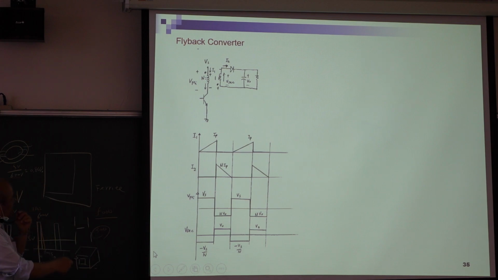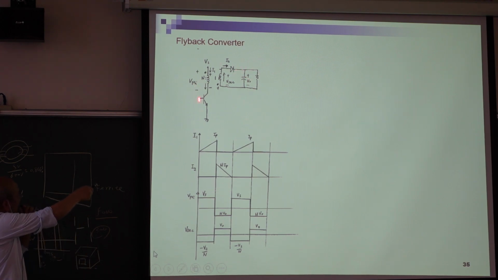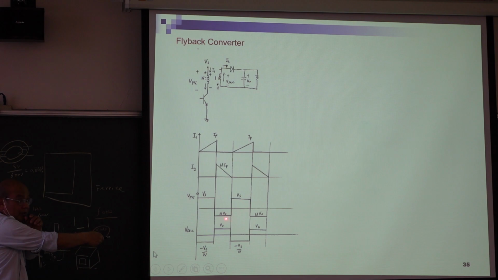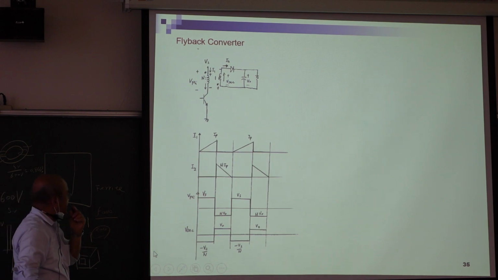So you can see if you turn on the switch, Vs. If you turn off the switch, then this is VO multiplied by N, minus NVO. And this area should be equal to this area because this is the transformer, right? The average voltage across a transformer should be equal to what? 0. So this area equals this area.